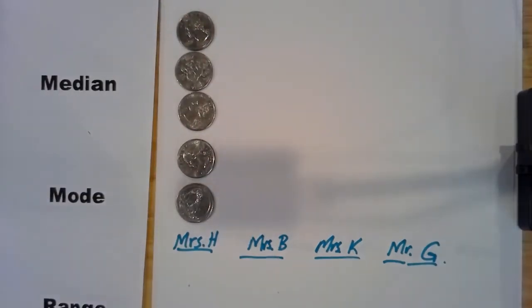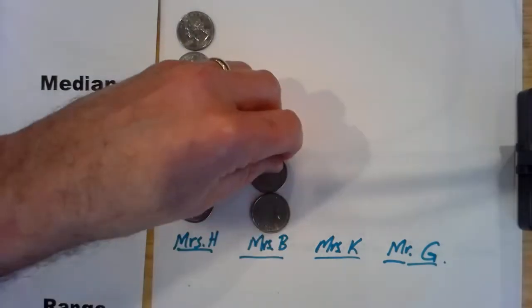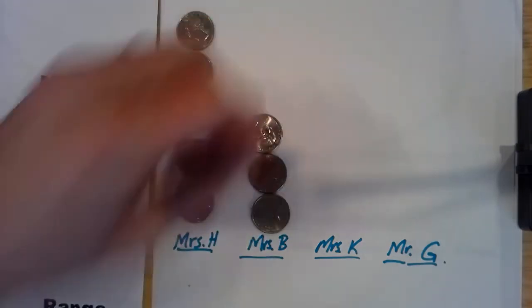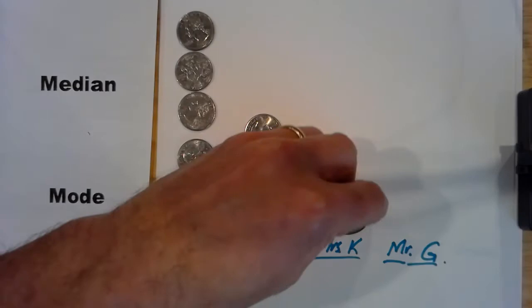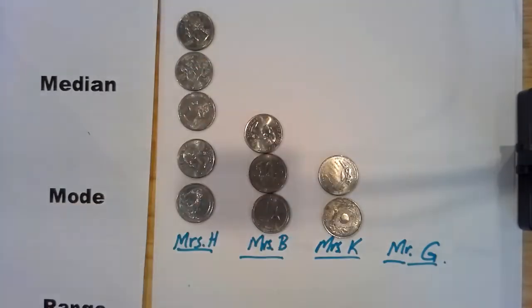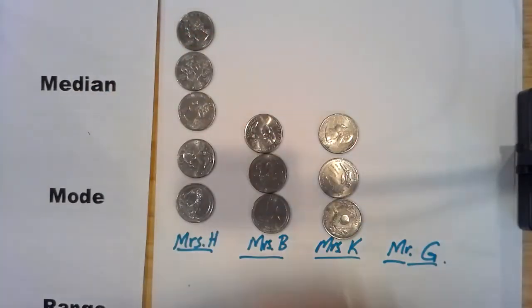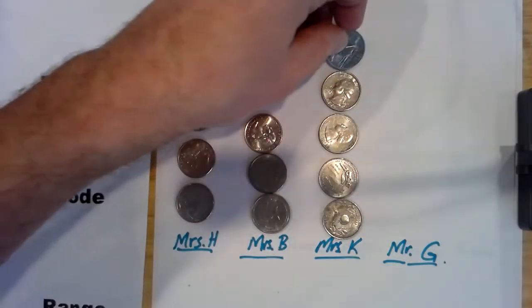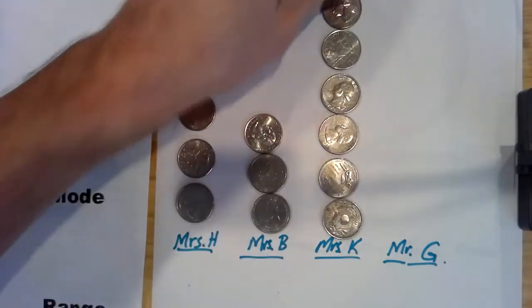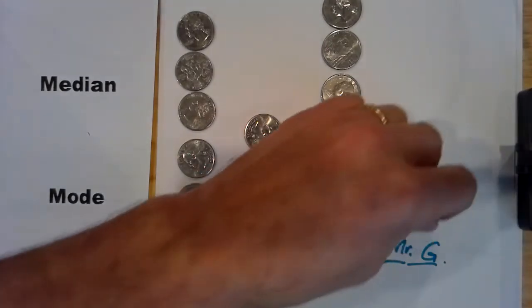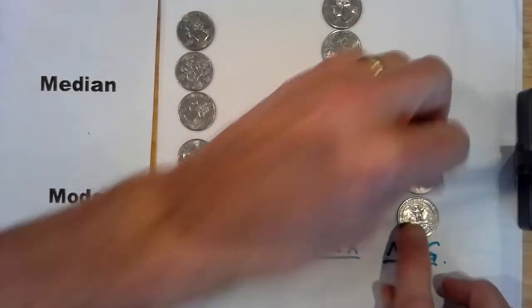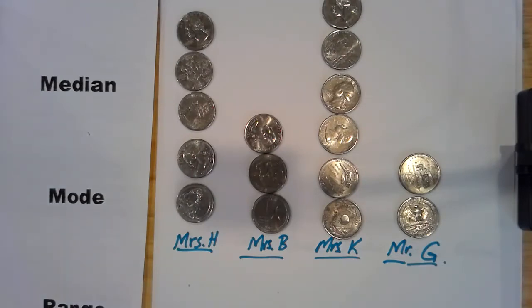And Mrs. Blake, she watched 3 shows last week. Mrs. Kelzer, she watched 6 shows last week. So we'll put 6 counters there. And Mr. Greenfield, he watched 2 shows last week. So if we look at our set of data, we have 5, 3, 6, and 2.